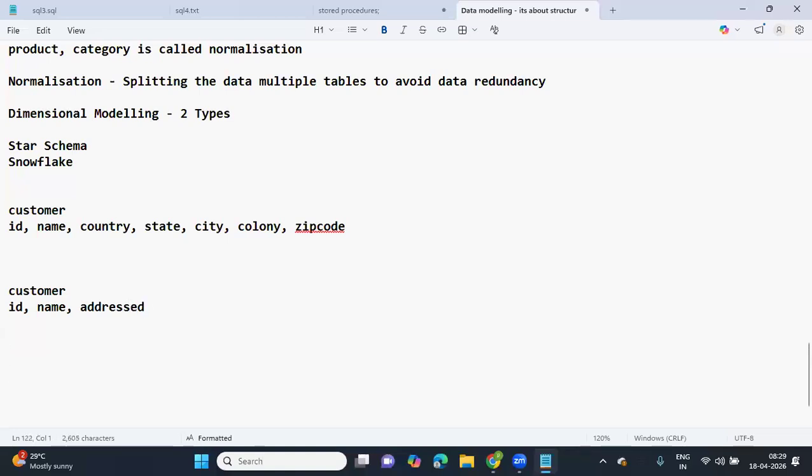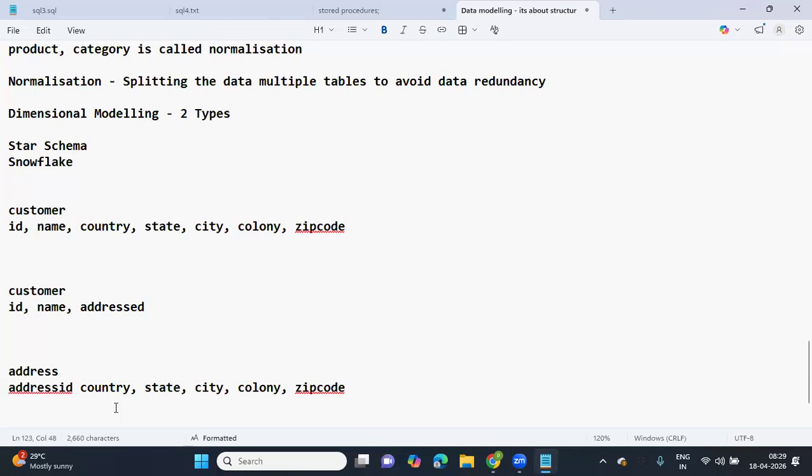This is the customer table, and I will have an address dimension containing address ID, country, state, zip code. So by joining these two tables on the address ID, I'll get to know the details.